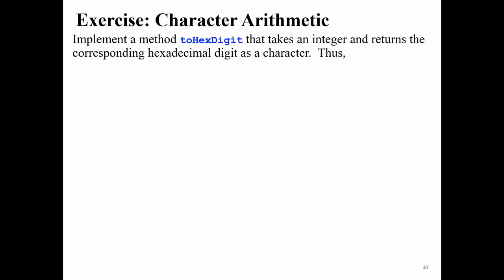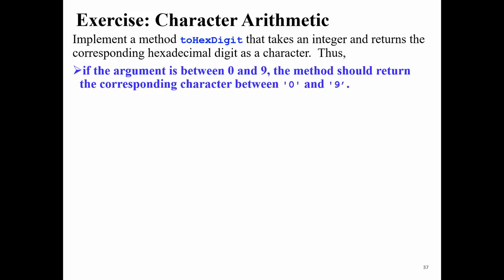There is some character arithmetic here. This is an exercise and we're going to go over it together. I have to implement a method called toHexDigit. What is toHexDigit? I don't have any idea. It takes an integer and returns the corresponding hex digit character. So what is a hex digit? If I don't know what hexadecimal is, it's okay; it's written in the question to clarify this for us. If the argument is between 0 and 9, I should return the character between the ASCII code of 0 and the ASCII code of 9.